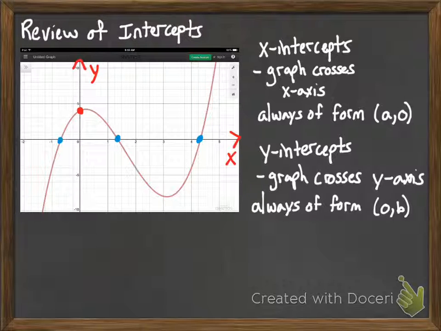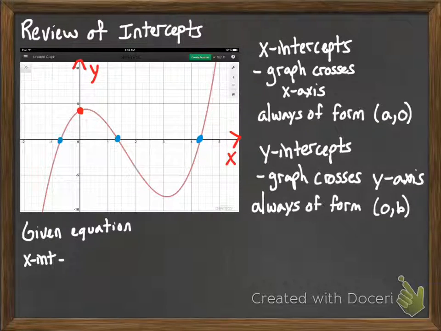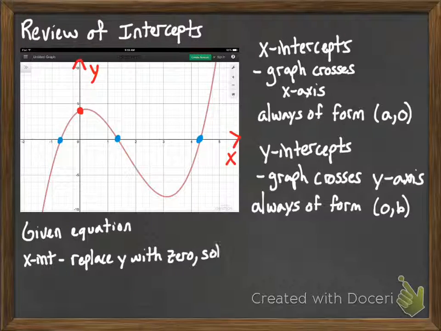Now using this information, if we have an equation, we can talk about finding the x and y-intercepts. For the x-intercept, since it's always of the form some number, 0, we know the y value is 0. So given the equation, if we want to find the x-intercept, we know the y value is 0. So we replace y with 0 and then solve the equation for x.